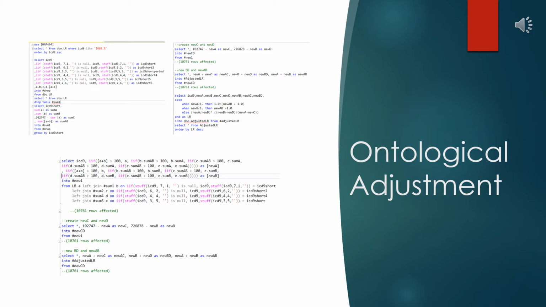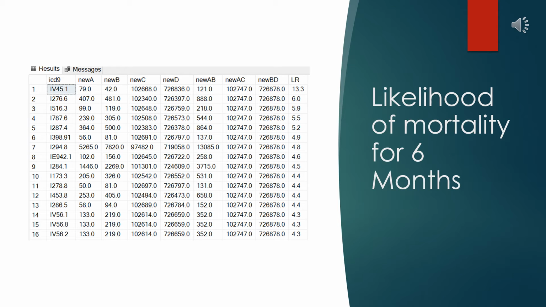And for the select ICD-9 shorts and the sums, you actually have to repeat it a few times for the other ICD-9 shorts, and then you will move on to the joining of them to create the new C, new D, new B, D, and new AB, and then you will get the adjusted likelihood ratios. So these are the new likelihood of mortality for the next 6 months. This is what we get after generalizing the ICD-9 codes and using the adjusted likelihood ratios.